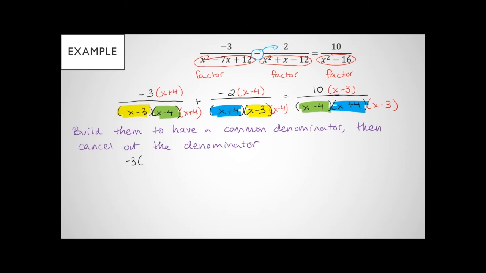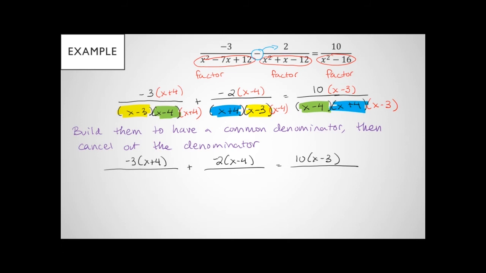So I have negative 3 times x plus 4 over the complicated fraction plus negative 2 times x minus 4 over the complicated fraction plus 10 times x minus 3 over the complicated fraction. Basically, whatever's in the denominator doesn't matter because it's all going to cancel out. So as long as you make sure that those all match, you can cancel it out and you're left with just what is on top.